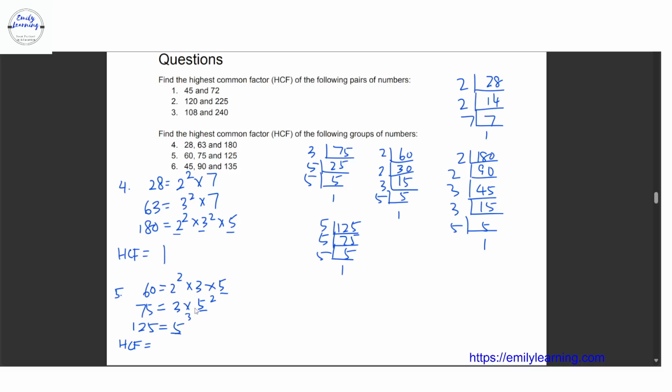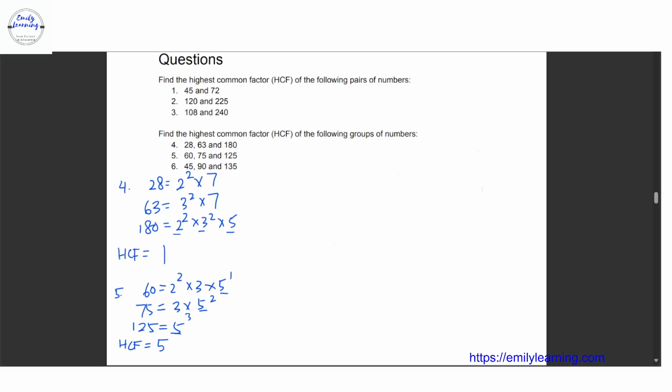Okay. Next, once I have found a base that is common to all three numbers, I will need to take the smallest index of the three. So here is 5, or in other words 5 to the power of 1. This is 5 to the power of 2, 5 to the power of 3. The one with the smallest index is this 5. So the highest common factor of 60, 75 and 125 is 5.